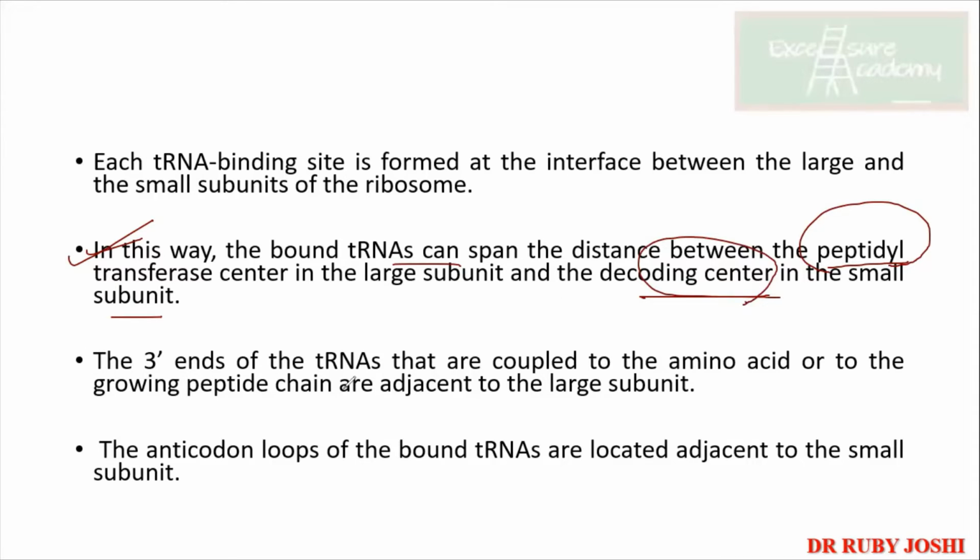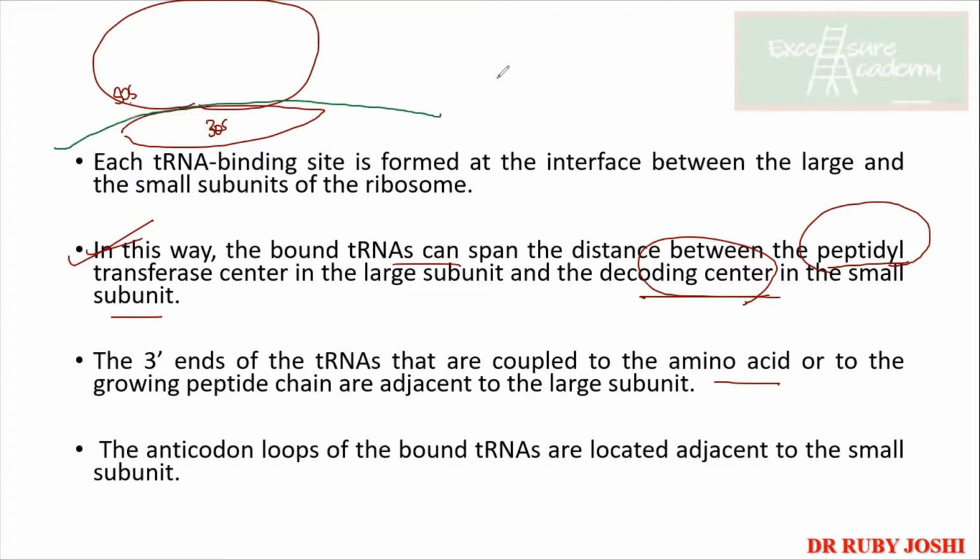Now the 3' end of the tRNAs that are coupled to the amino acid or to the growing peptide chain are adjacent to the large subunit. इसका क्या मतलब? So they are saying that you have got your 30S subunit, you have got your 50S subunit. Okay, so they have scanned in such a way that, let us say that we have got the mRNA also.